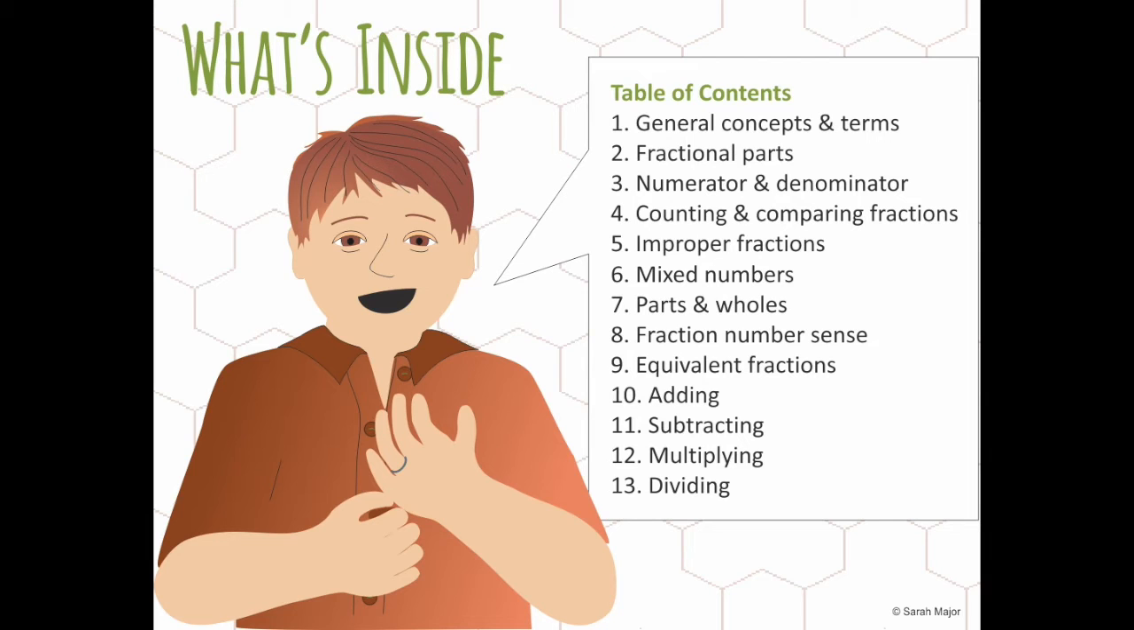Right Brain Fractions is broken into 14 chapters, which begin with general concepts and terms and end with dividing fractions. Each chapter has student problems embedded into the chapter, so the student work is easily accessible without having to search the back of the book.